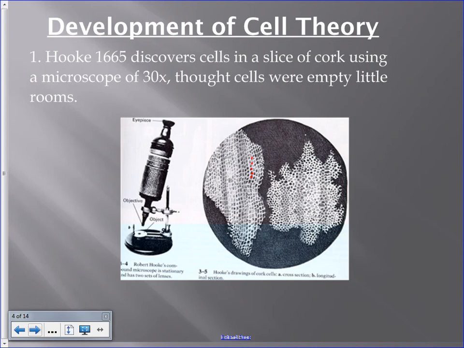Now, cork is dead, so they looked empty to Hooke when he looked at them. Obviously, we know now cells are far from empty. But these ones were empty because they were dead. So all he saw actually was the cell walls of the plant cells from the cork tree that this cork was harvested from. But he was the first person to discover cells.